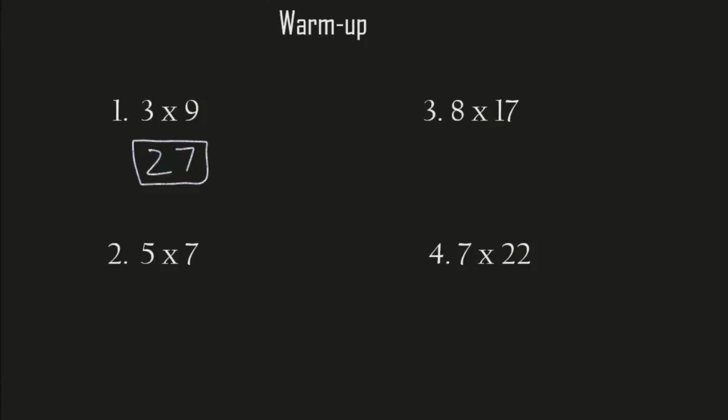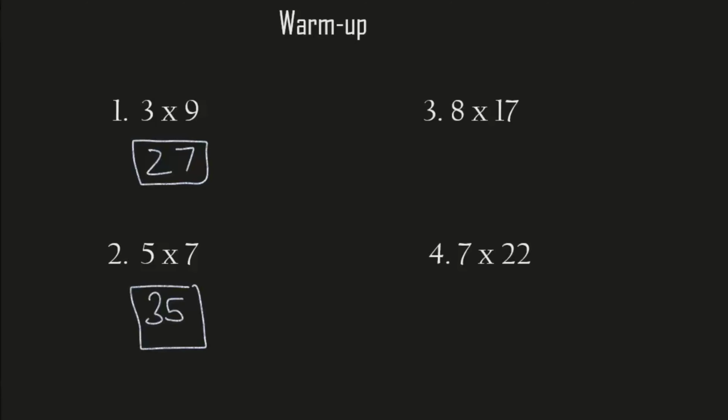Okay, second one. 5 times 7. So 5 times 7 would be 35 because 7 times 1 equals 7, 7 times 2 equals 14, 7 times 3 equals 21, and 7 times 4 equals 28, and finally 7 times 5 equals 35. So our answer here is 35.